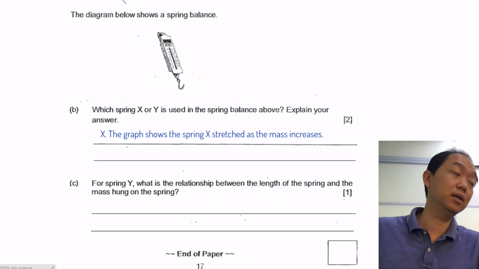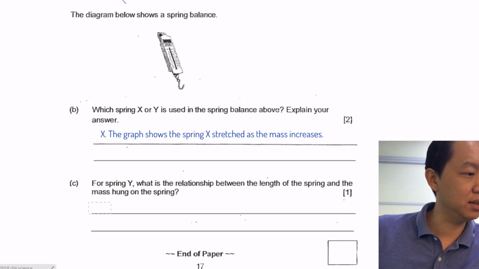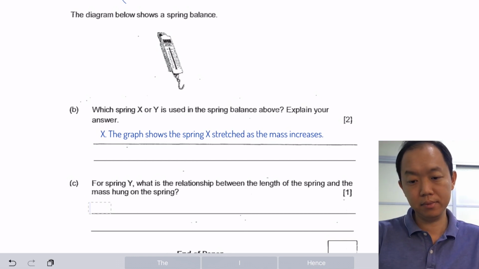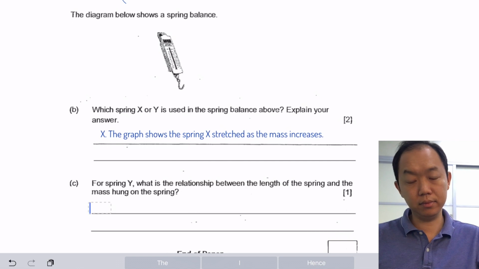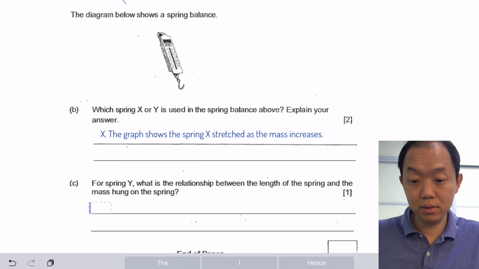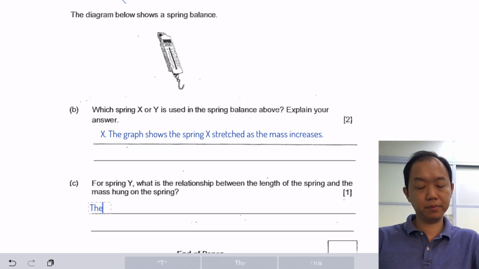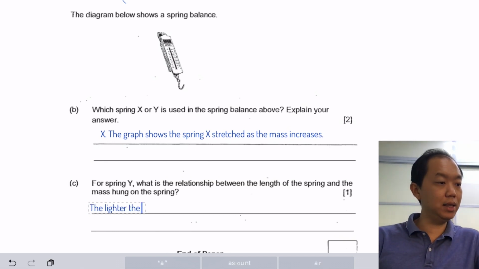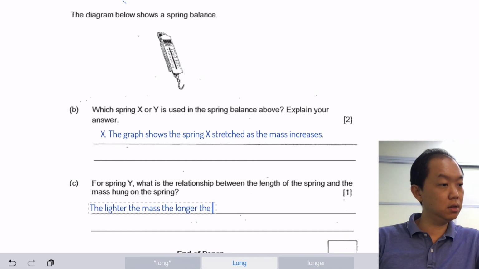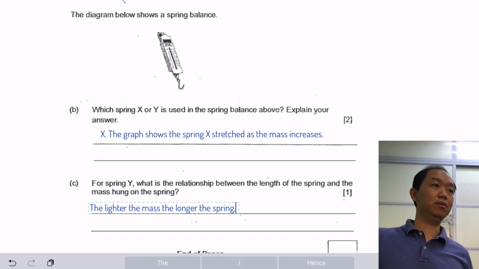And the final question for this paper, before we take a short break. For spring Y, what is the relationship between the length and the mass? Relationship question. That means the heavier the mass, what happens? The heavier the mass, the longer the spring. So this is the relationship. We talk about one going up, the other going down, or vice versa.